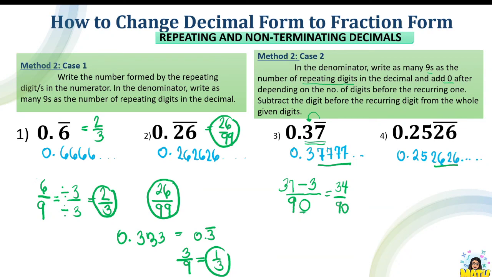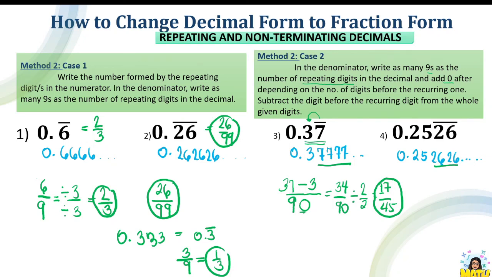So, ito na yung fraction form niyan. Do not forget to simplify if possible. That can be divided to both is 2. 34 divided by 2 is 17. 90 divided by 2 is 45. We have the final answer, 17 over 45. Again, you can check that using your calculator kung lalabas ba talaga yung repeating decimals na to. So, let's do that in the last example.